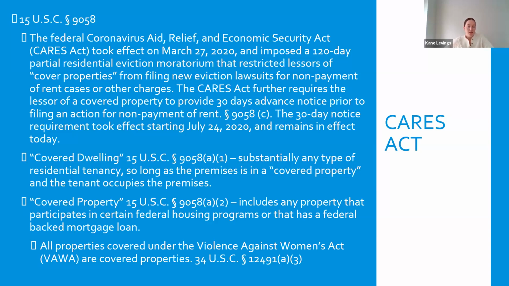So just really generally, a covered dwelling is the first step, which is any type of residential tenancy, as long as the property is occupied by the tenant and that the property is a covered property. Covered property is the key here. Covered property is any property that participates in certain federal housing programs or that has a federal backed mortgage loan. And one really good way to know if the property is covered is if it's covered under the Violence Against Women Act. So an example would be a Section 8 tenant.